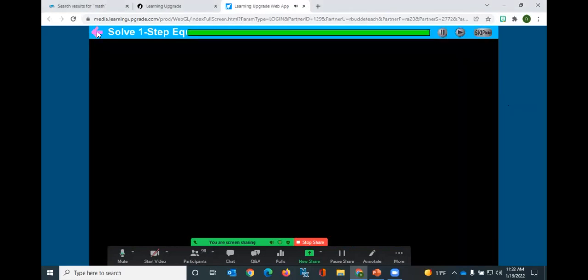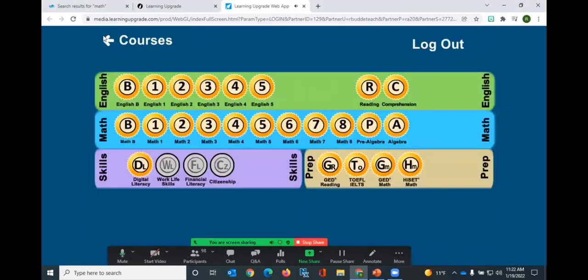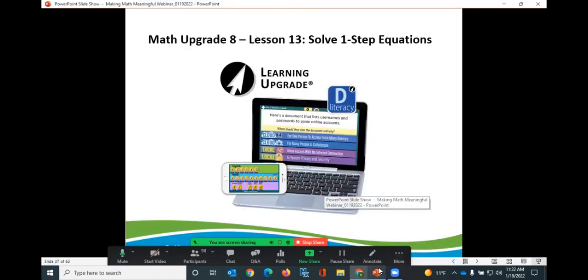I'm going to back out of this just because I don't want to spend too much time in there. I'd like to show you a little bit more, a couple of other examples of some concrete ways to bring this type of learning into the classroom.